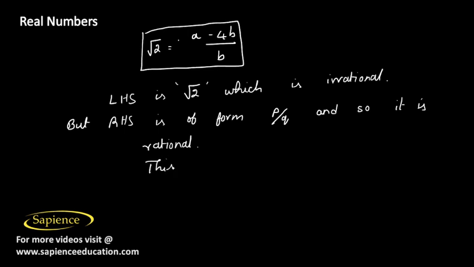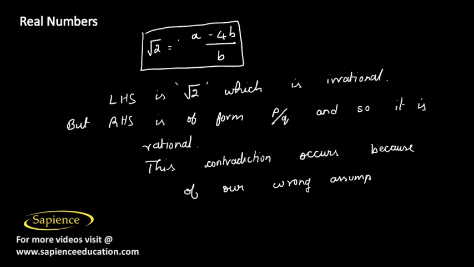This contradiction occurs because of a wrong assumption. Hence, 4 plus root 2 is an irrational number.